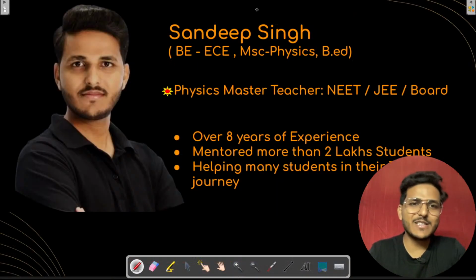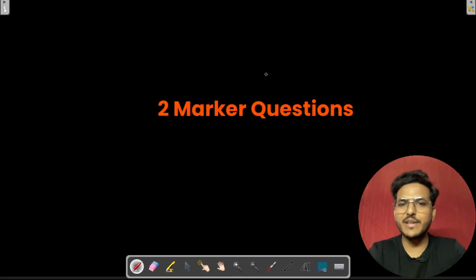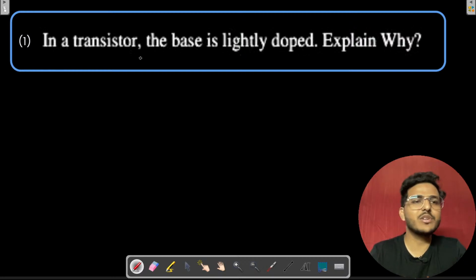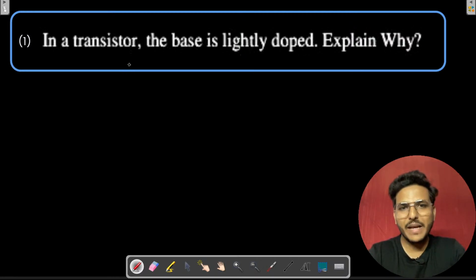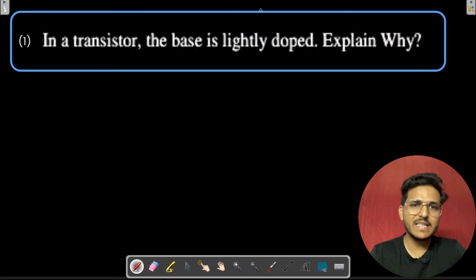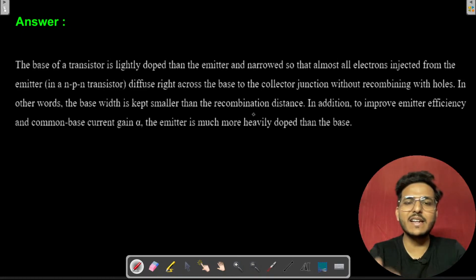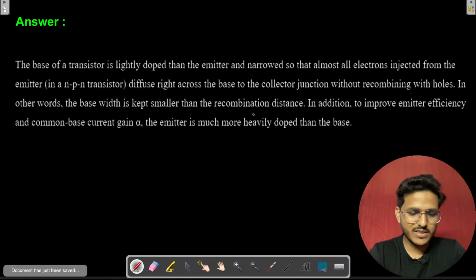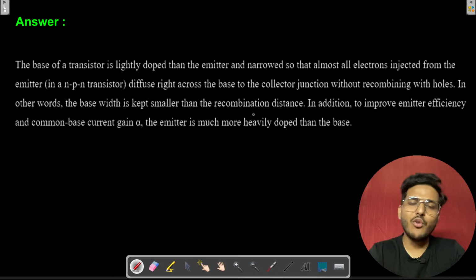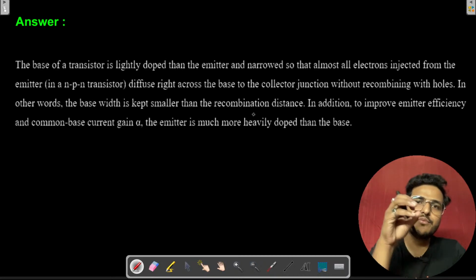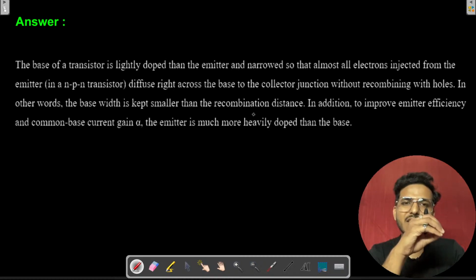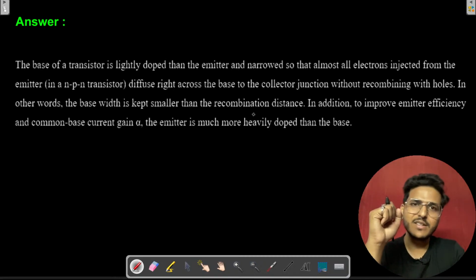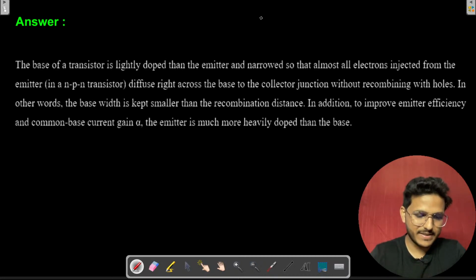Let's begin the questions from 2 markers. These are the 2 marker questions. So, very first question: in a transistor, the base is lightly doped. Explain why. As you know, in a transistor the base is lightly doped just because we want a channel to carry charges from emitter to collector, so we lightly dope the base.